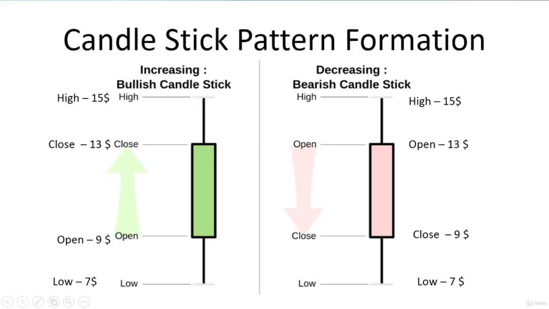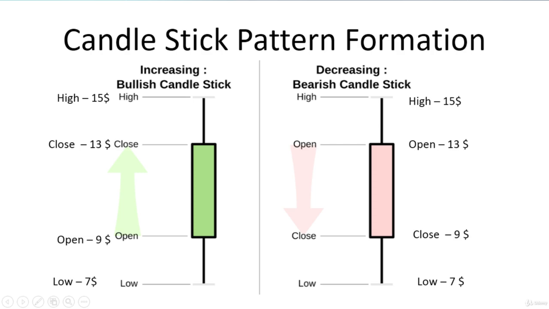Now we understand the candlestick formation with a simple example. In the green candlestick, the opening price is $9 and the closing price of that time frame is $13. The highest price for the time frame is $15 and the lowest price is $7. That means the close is higher than the open: the close is $13 and the open is $9. We consider it a bullish candlestick, and the color shown is green.